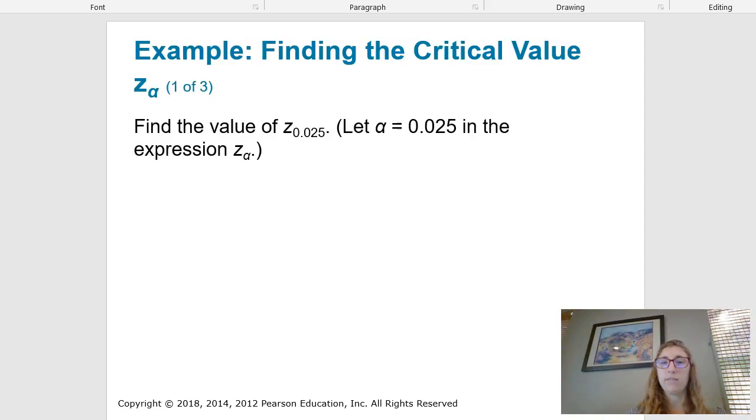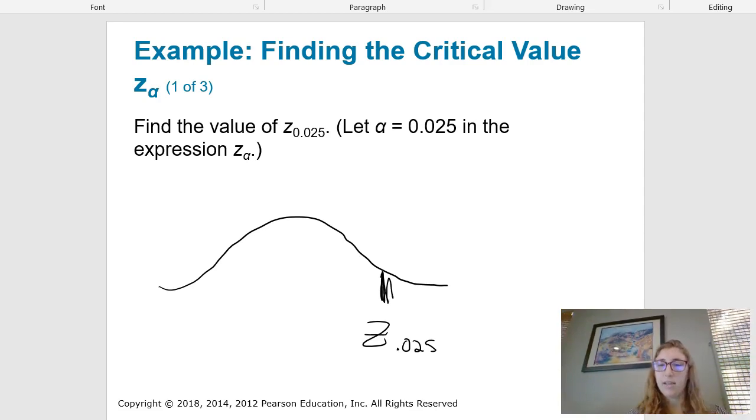So let's say that we want to find the value of z 0.025. That z-score is down here, such that the area, this alpha, is 0.025. So again, we are using normal CDF or invNorm. We are using invNorm because we are finding a z-score. So we are going to use our invNorm here.